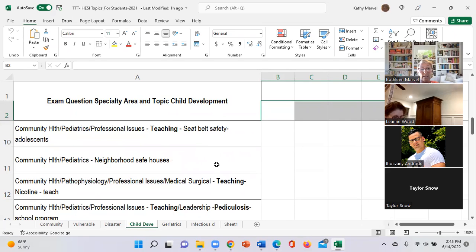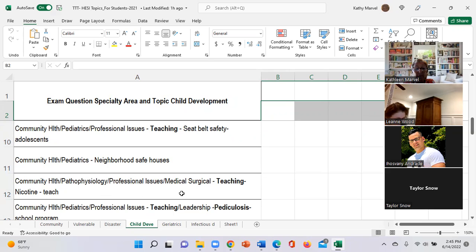Seatbelt safety here for adolescents. Why would they ask about neighborhood safe houses? Why would it be important? What do we need to know about that? Maybe if they don't feel safe at home or at school or with friends or walking home from school, they know somewhere they can go. Yep, excellent.